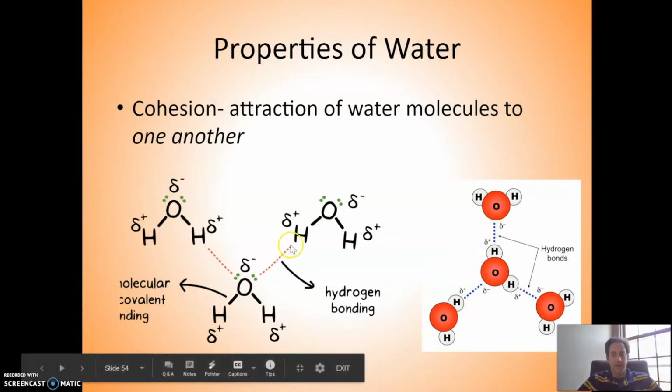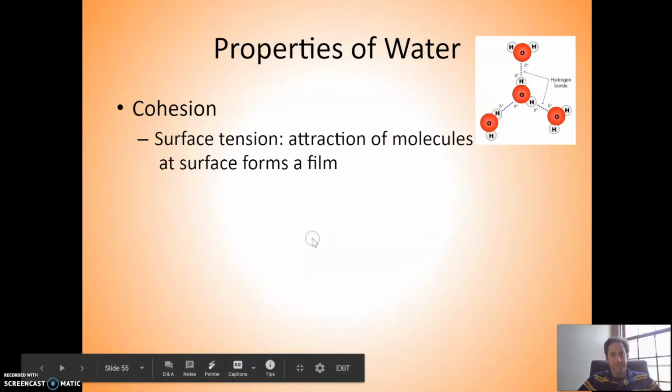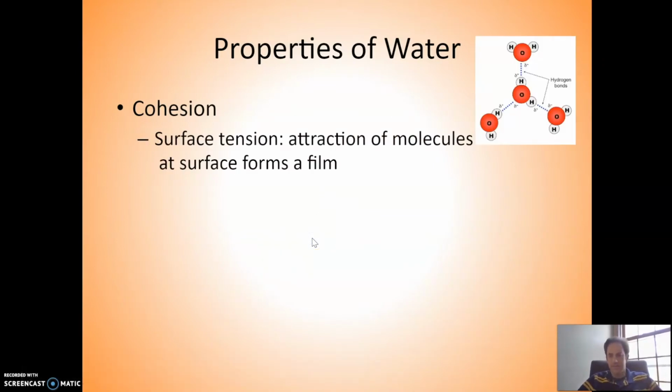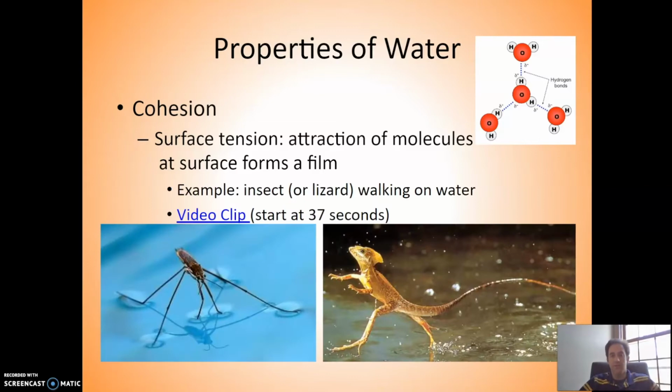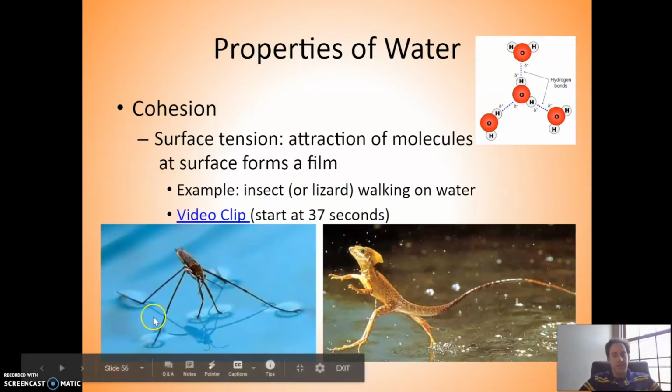Again, because of those hydrogen bonds forming. There are several examples of cohesion. Surface tension is the attraction of molecules at the surface, and this actually can form a film that is sitting on there. Essentially, the hydrogen bonds holding these water molecules together are strong enough that a tiny little water insect like this can actually stand on the water and just chill.